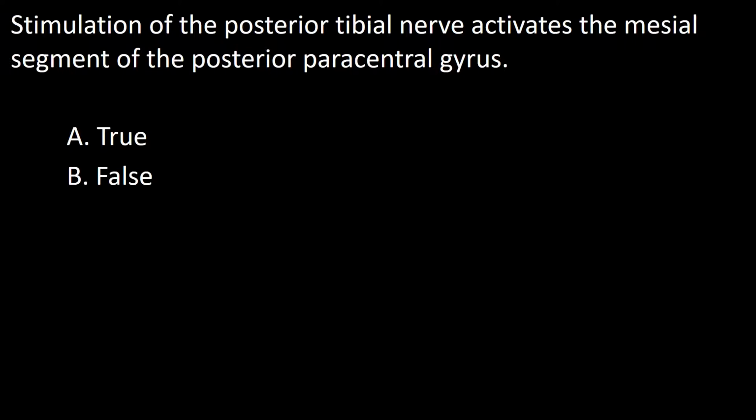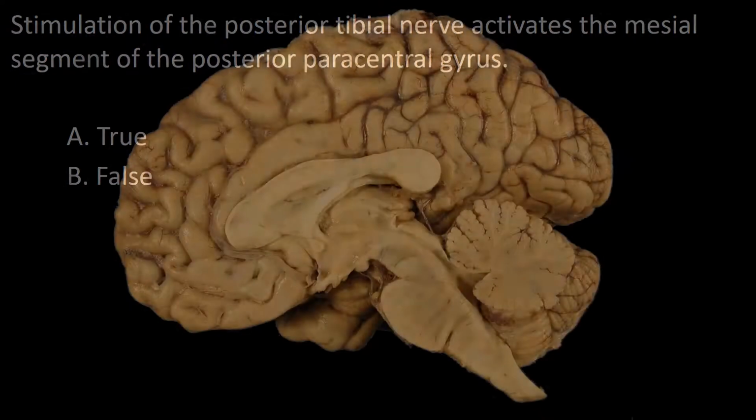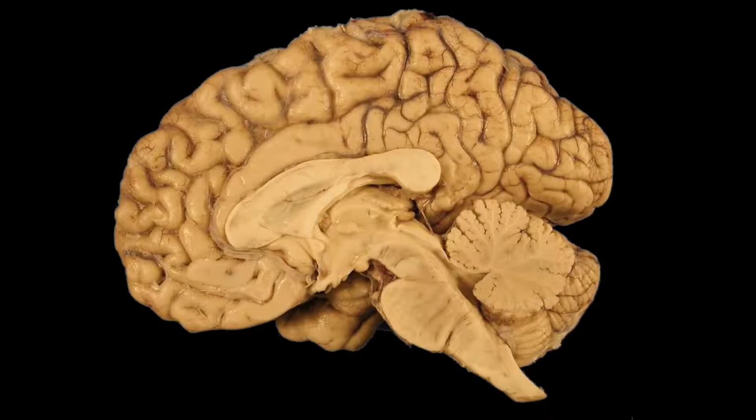Next question. The stimulation of the posterior tibial nerve activates the mesial segment of the posterior paracentral gyrus. A true, B false. The landmarks of the mesial aspect of the brain are not as consistent as those in the lateral aspect of the hemispheres.